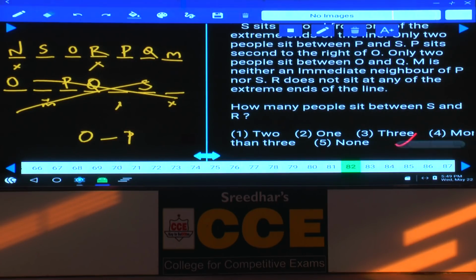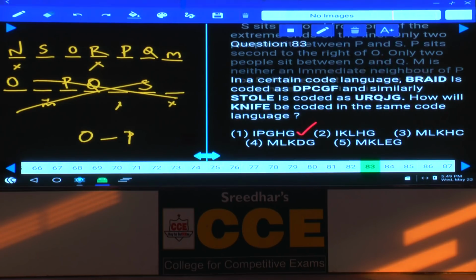Then question number 82. How many people sit between S and R? Now in between S and R there is only one person, that is O, that is choice 2. Now this is about question number 81 and 82.